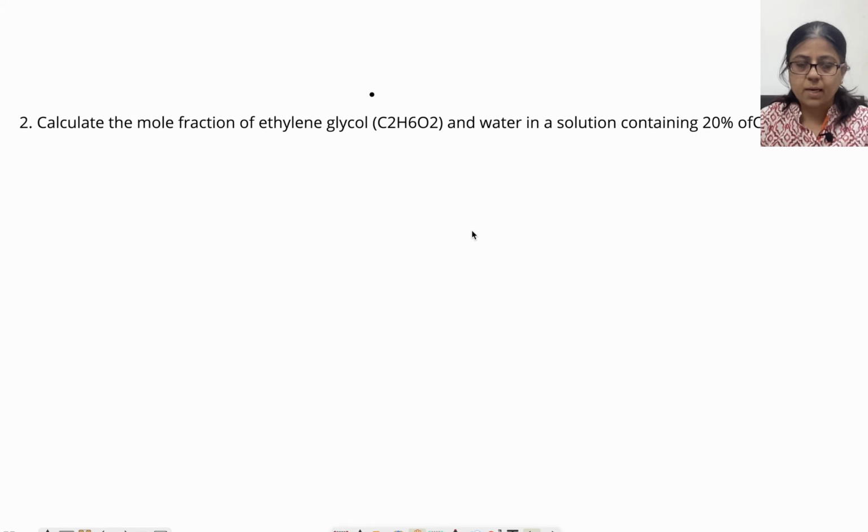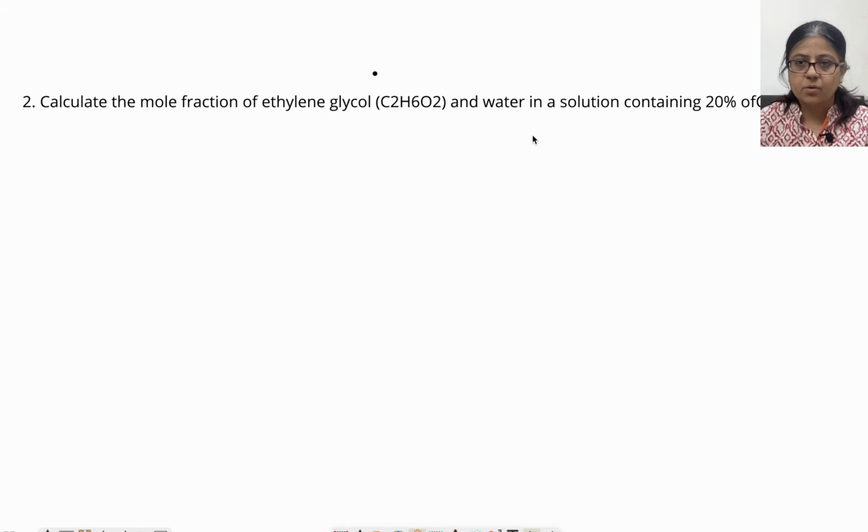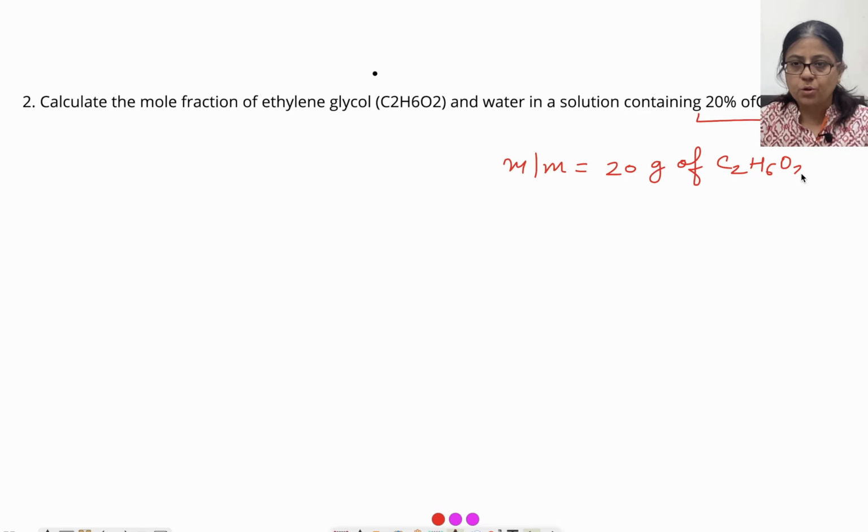Calculate the mole fraction of ethylene glycol and water in a solution containing 20% of ethylene glycol by mass. So how to calculate the values here? Okay, see here, if the mass percentage of ethylene glycol is already given in the question, then it means that mass by mass of ethylene glycol means 20 gram of C2H6O2 and 80 gram of water is given as the mass of both the components in the solution.